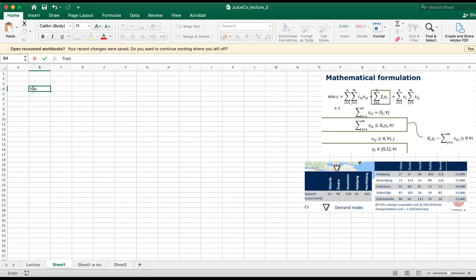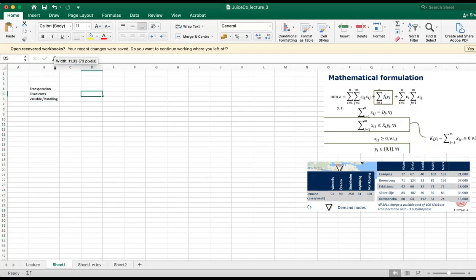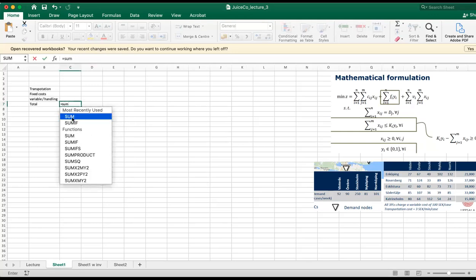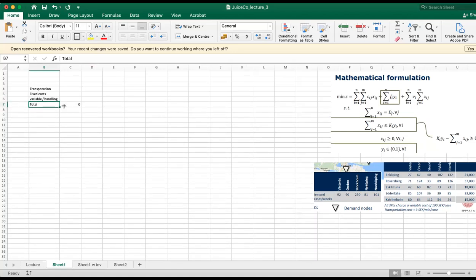So I will call here the transportation cost. The other one what we have is the fixed facility, and then the other one is the variable, and sometimes they call it handling fees. I'll just put it here for you. And this means that the total is what we want to minimize. So this will be the sum of all these costs. So this is our minimized Z actually, I would say cost.